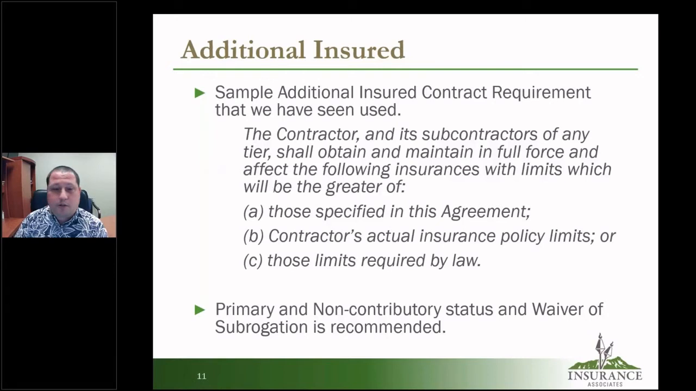On the next slide, I've included sample contract language to overcome the limitations for the 2013 ISO forms. You should ask the contractor to use the language shown here in their contract with your association. It says the contractor and its subcontractors of any tier shall obtain and maintain in full force and effect the following insurances with limits which will be the greater of A, those specified in this agreement, B, the contractor's actual insurance policy limits, or C, those limits required by law.